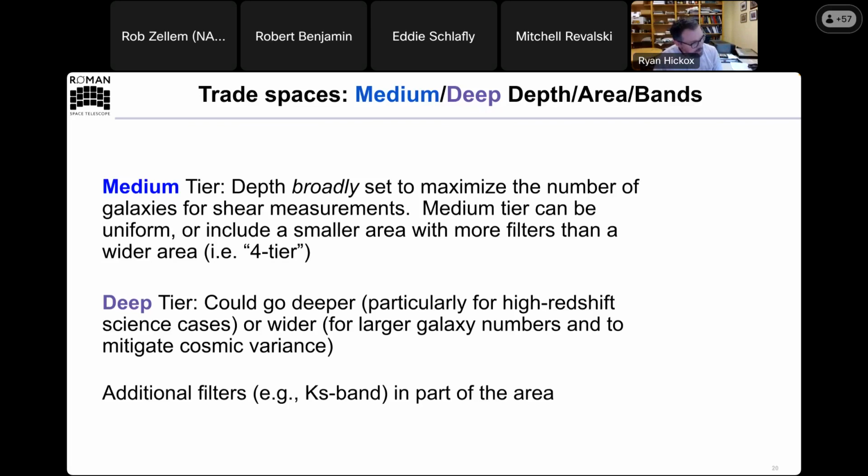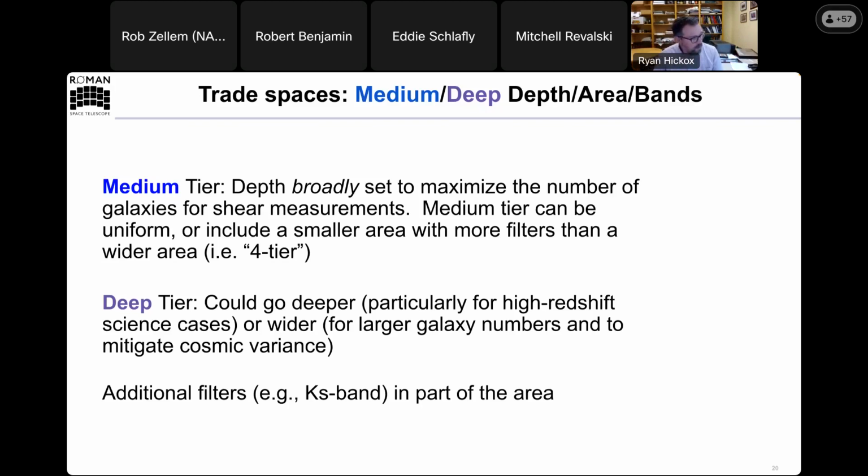So for the deep tier, the trade-off there is fairly straightforward. You have to make sure you go deep enough over a wide enough area to be able to properly do the calibration for the weak lensing measurements and for the large-scale structure redshift measurements, so that that's not a big limiting factor. But once you have reached that, then you have a trade-off of going deeper, which would be better for some of the higher redshift science cases, or wider, which would be better for getting more galaxy numbers, and also to mitigate some aspects of cosmic variance. And so that's another consideration.